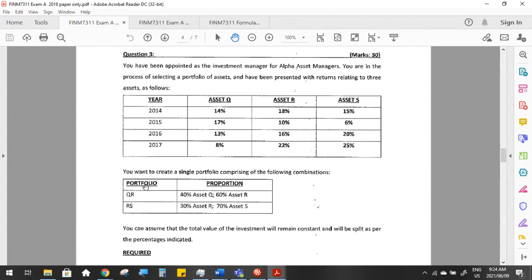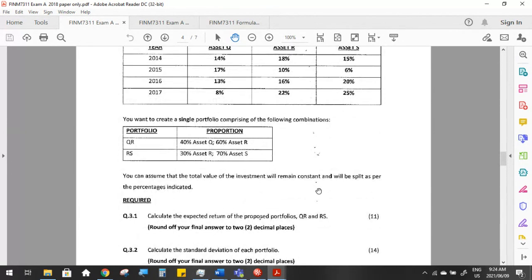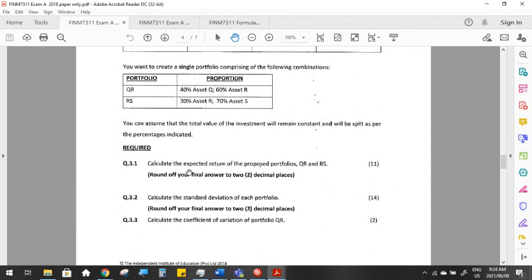So portfolio QR will consist of 40% of asset Q and 60% of asset R. And if you choose portfolio RS, 30% of your portfolio will be asset R and 70% of your portfolio will be asset S. You can assume that the total value of the investment will remain constant and that it will be split as per the percentage indicated. In other words, these percentages here. So for 11 marks, calculate the expected return of the proposed portfolios, QR and RS.